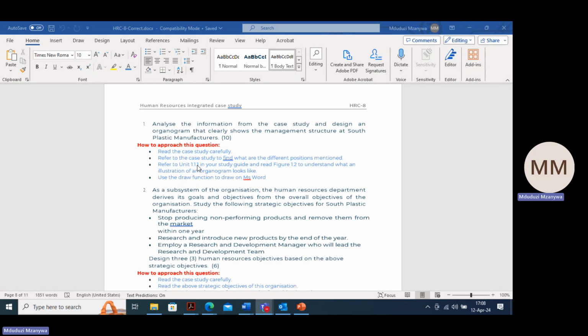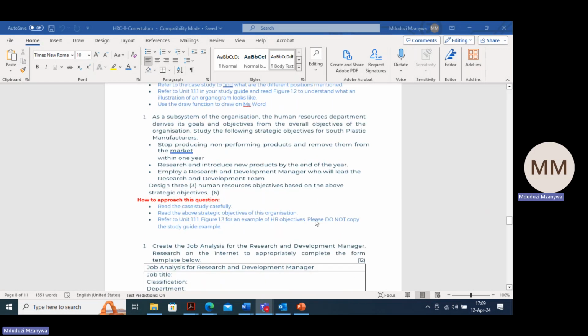So check in your study guide in unit 1.1.1. Check for figure 1.2, because figure 1.2 shows us what an illustration of an organogram looks like. And then you can use tools like this one here to draw and then write to create your organogram. This is also available on our ICANN. You can find how to draw there.